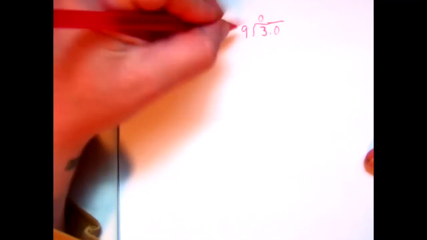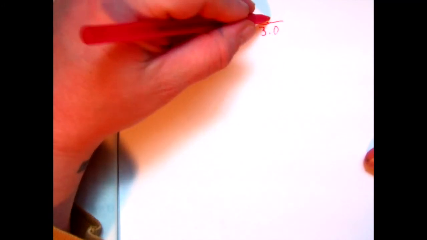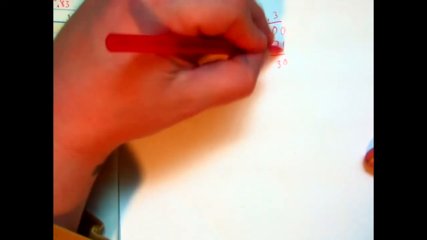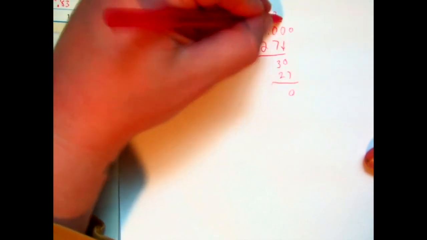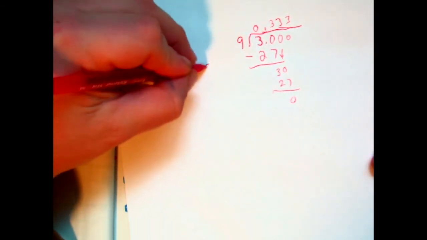How many times can 9 go into 3? 0. So we know we're going to have a decimal. How many times can 9 go into 30? Well, it can go in 3 times. 3 times 9 is 27. 30 minus 27 is 3. This process will repeat forever. So, therefore, I know 1/3 has to equal 3/9.